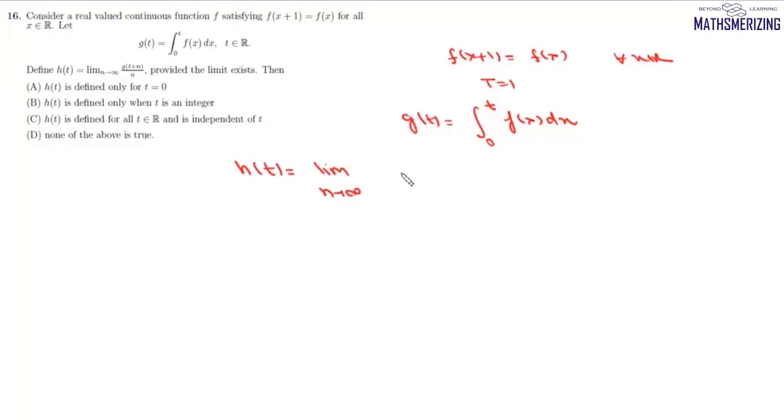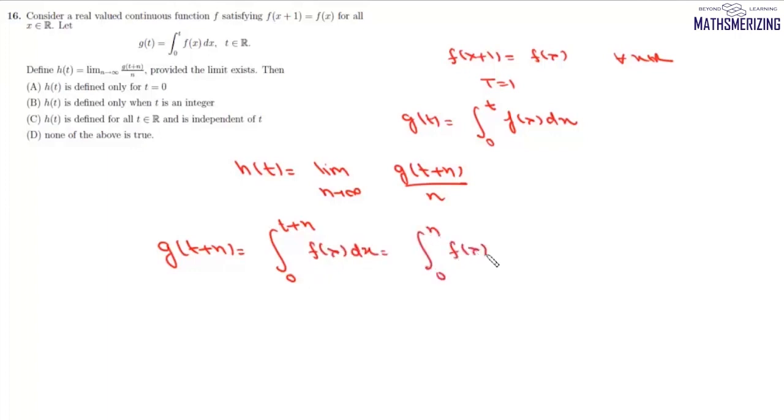n tends to infinity of g(t plus n) upon n. Now if we look at g(t plus n), it will be nothing but the integral from 0 to t plus n of f(x) dx. Now we can write this as this integral from 0 to n f(x) dx plus the integral from n to n plus t f(x) dx.